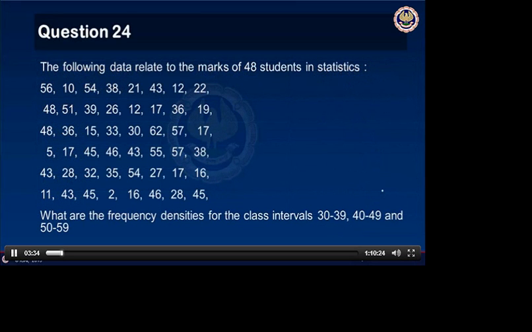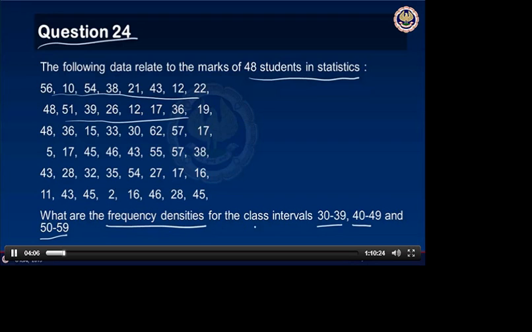So let's start with another question. The question number 24 says that the following data relates to the marks of 48 students in statistics. And these are the marks of the 48 students which are given. What are the frequency densities for class intervals between 30 to 39, 40 to 49, and 50 to 59? So this question says that we have to find the frequency density. First of all, we should know what the frequency density is, and then we'll find the frequency density for these class intervals.